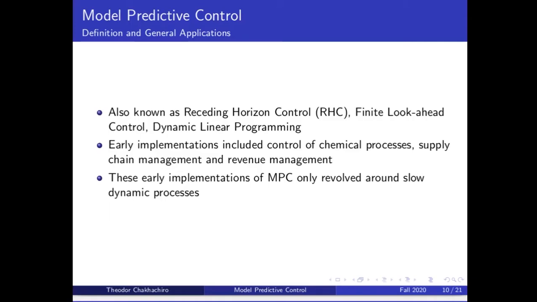In RHC, in model predictive control, it has its definition and general applications. First of all, it's also called receding horizon control, finite look ahead control, dynamic linear programming. These early implementations included also chemical processes, supply chain management, and revenue management. Now, these limitations on implementations were due to the fact that computers back then were really slow, so they couldn't solve quadratic equations very fast, and they resorted to PIDs instead of MPCs.